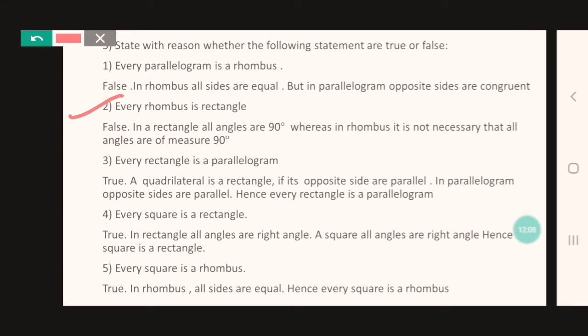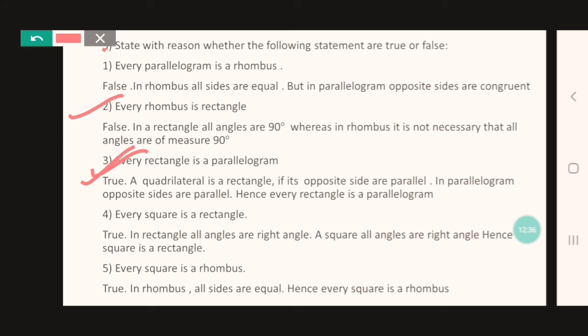Okay, the next one is every rectangle is a parallelogram. So it is a true statement. Why? Because in rectangle, opposite sides are parallel. In parallelogram, opposite sides are parallel. So the rectangle can be a parallelogram, but the parallelogram need not be a rectangle.